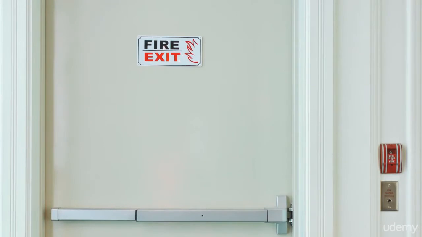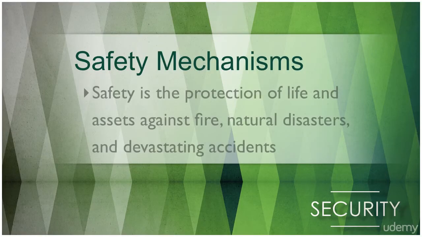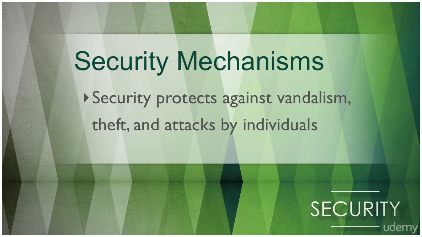This door may allow insiders to exit through it after pushing an emergency bar, but at the same time, it should not allow external entities in. A physical security program should consider safety and security mechanisms as well. Safety means the protection of life and assets against fire, natural disasters, and devastating accidents. Security should protect against vandalism, theft, and attacks by individuals.